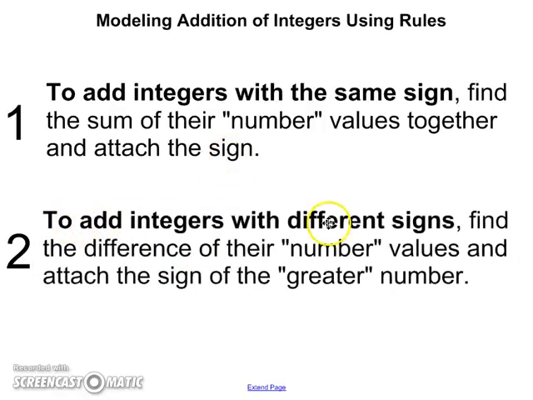To add integers with different signs, you will find the difference, so you will subtract their number values and attach the sign of the greater number. And again, I've used quotations here because technically we're talking about absolute values, but a lot of people don't necessarily at this point deal with those terms very well. It is an absolute value concept, so I prefer the rules.